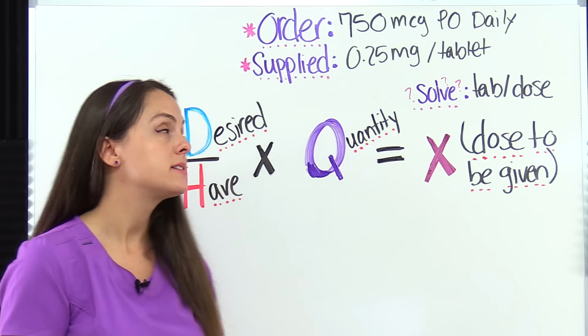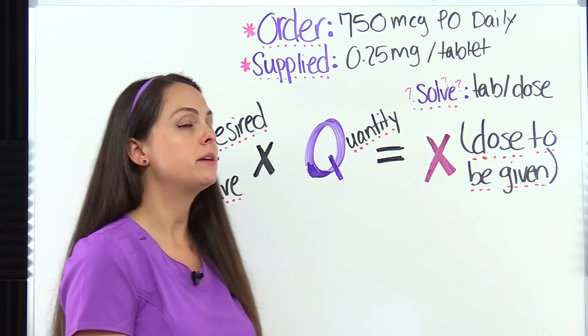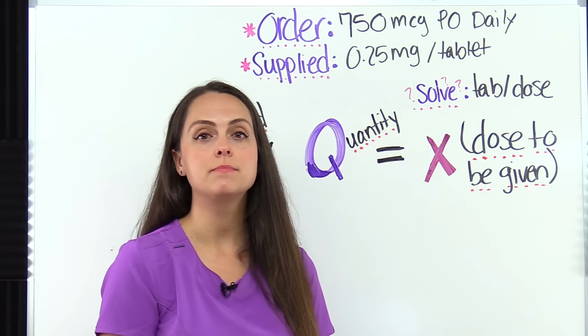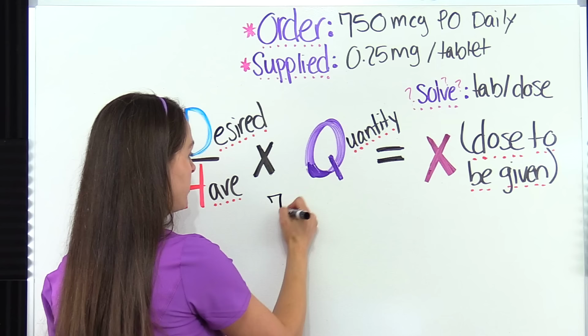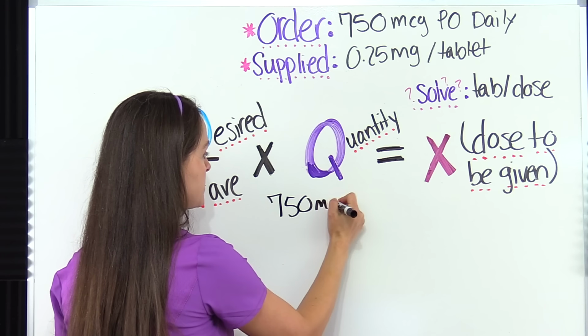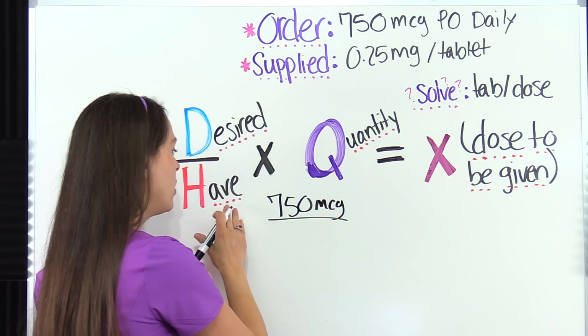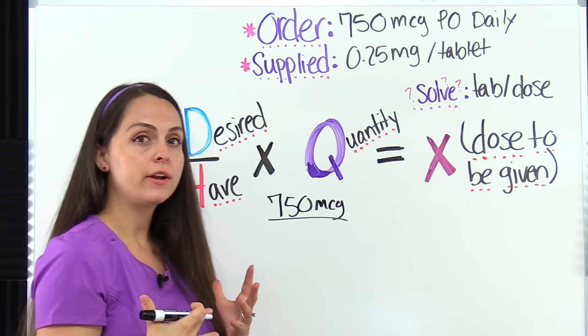This problem says the physician orders 750 micrograms by mouth daily, and we're supplied from pharmacy with 0.25 milligrams per tablet. And we need to figure out how many tablets we're going to give per dose. So let's plug it into our formula. First, we're going to start with the D, the desired. So it's desired for the patient. The ordered dose is 750 micrograms. And that is over H, what we have on hand.